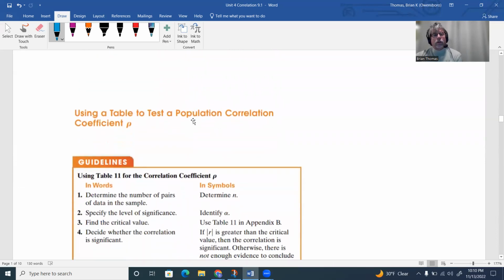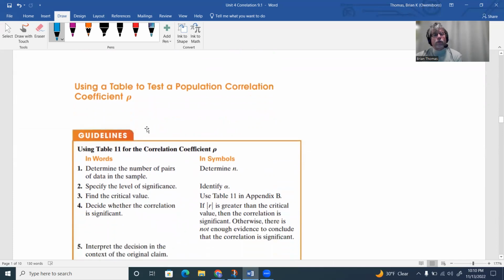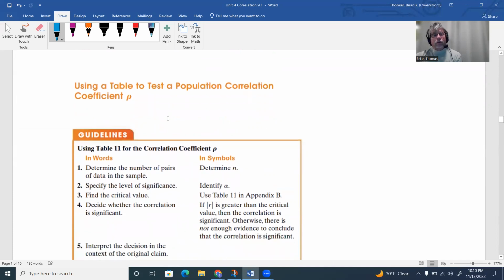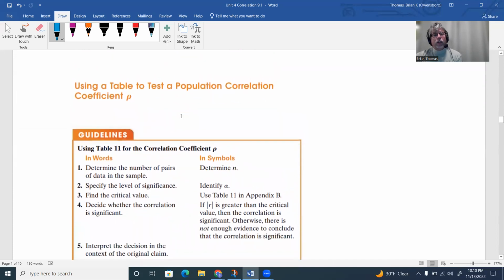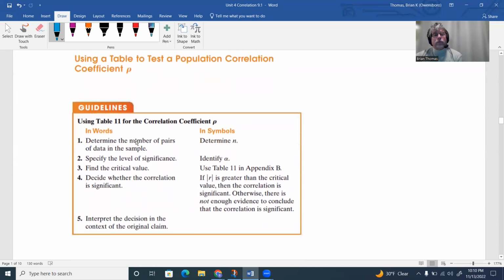So, using a table to test a population correlation coefficient rho, or again, they use the word rho for that. This is where we have to use a table. First, determine the number of pairs in the sample. That's going to be our n. And we're going to specify the level of significance. This is going to be given to us.